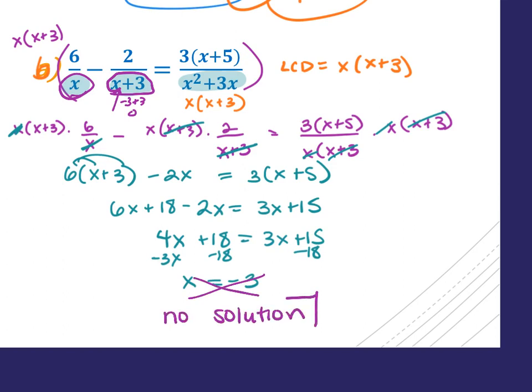If there were 2 answers and only one of them would make it undefined, then I cancel out that one, but I keep the other one. But in this case, the only one that I've got doesn't work, okay? It's called an extraneous root. So any one that has a variable in the denominator, you've got to make sure you check your answers. Questions on that one? Those are fractional equations.